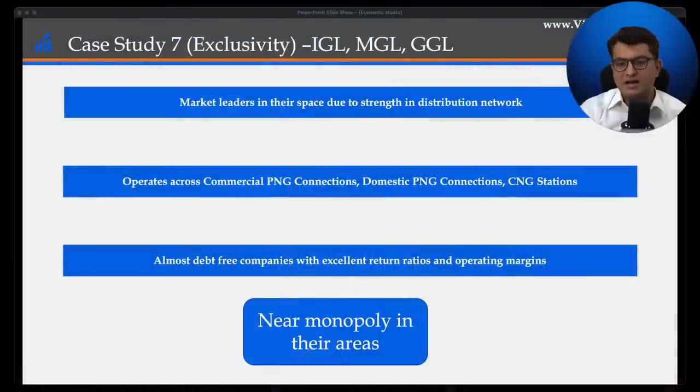So these businesses are case studies of exclusivity competitive advantage, where even if some competition wants to enter, just by the mandate and the government regulations and the contracts, nobody can enter that space immediately. Okay, so there are companies like Indraprastha Gas, Mahanagar Gas Limited, Gujarat Gas. These are market leaders in their space due to the strength in the distribution network and exclusivity. So both of these things are strong competitive advantages, and they operate across commercial PNG connections, domestic PNG connections and CNG stations. Again, debt-free companies, excellent return ratios.